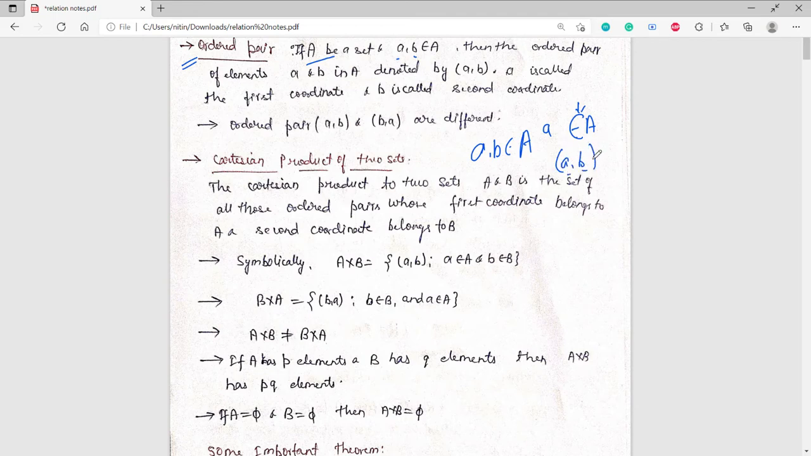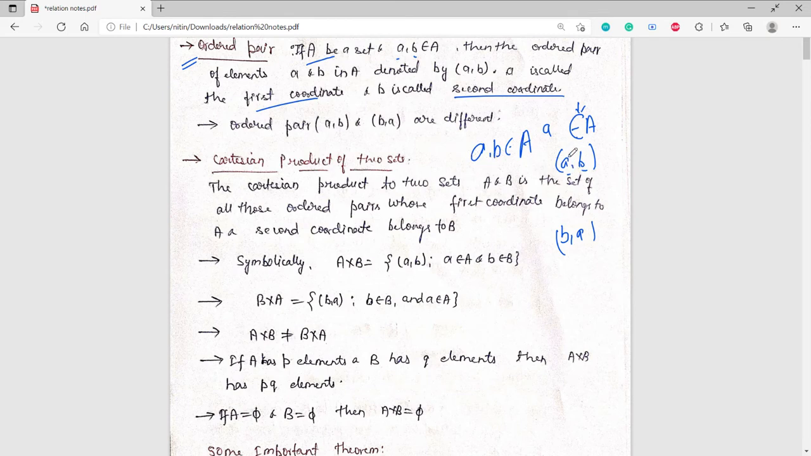It means that there are two elements, and both are ordered. Ordered means that in (a, b) there is an order defined, and a and b are different elements. So an ordered pair means that there are two elements and both are ordered. The first is called the first coordinate and the second element is called the second coordinate. So these are called the ordered pair.